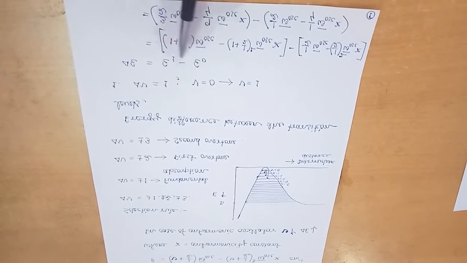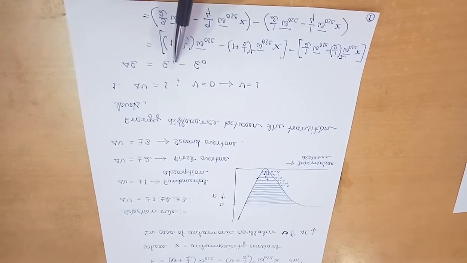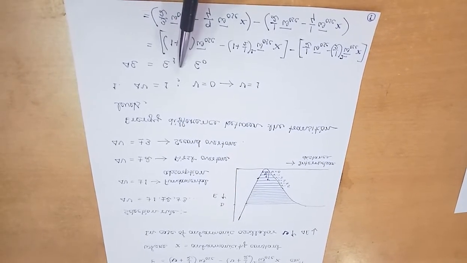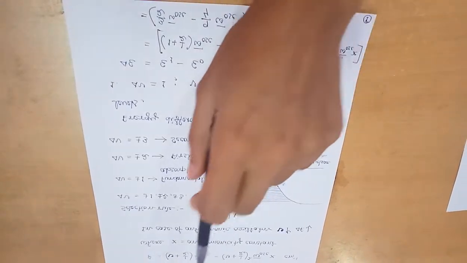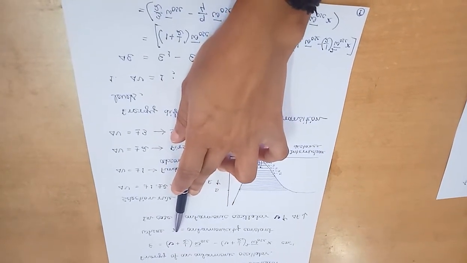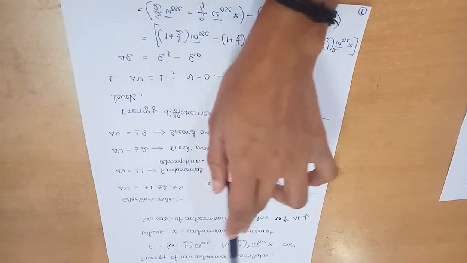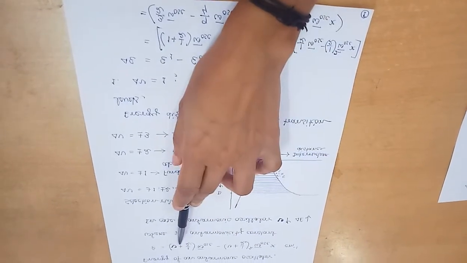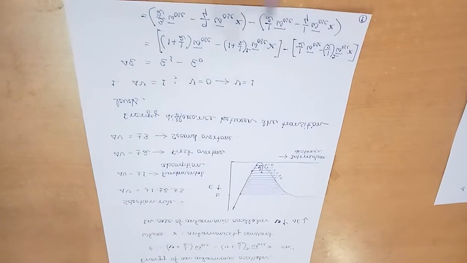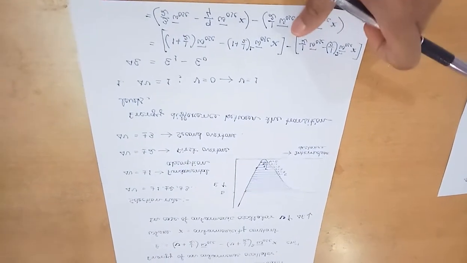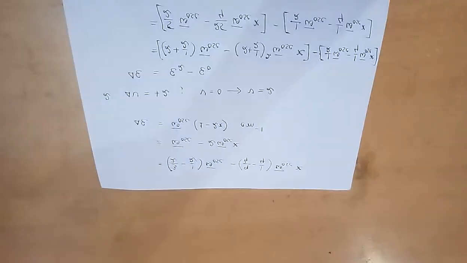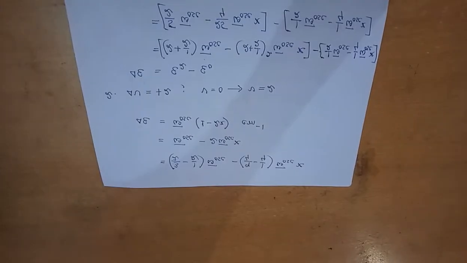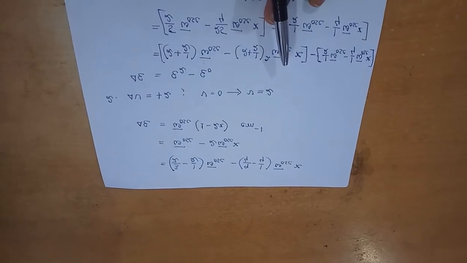Now here replace the energy expression: in case of epsilon 1, put the V value as 1, and in case of epsilon 0, put the V value as 0. By doing this calculation, we can obtain the final expression as omega bar oscillation into 1 minus 2x centimeter inverse.